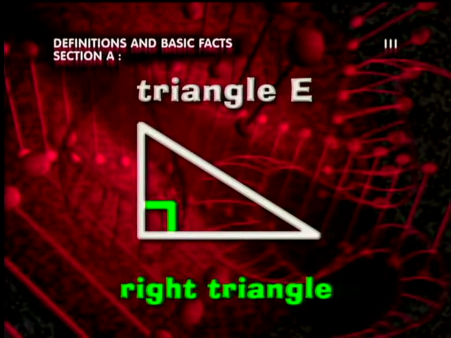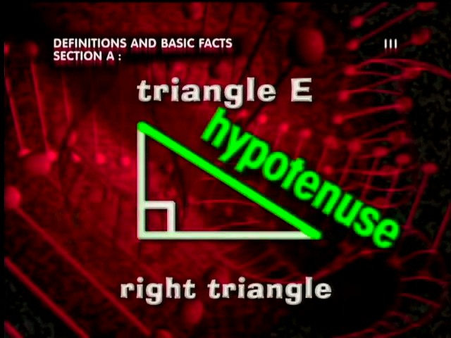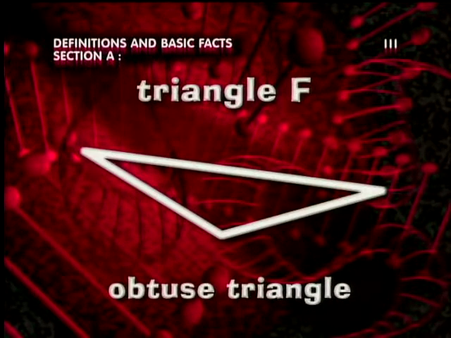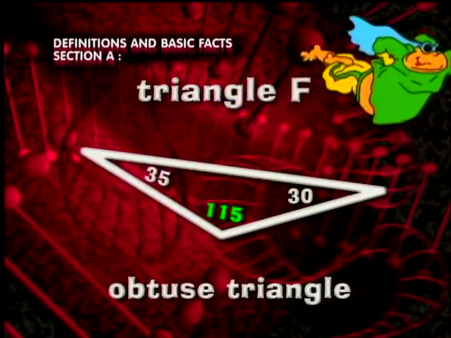Right triangles have one right angle. Other parts of right triangle E here are its 2 legs, which form the right angle, and the side opposite the right angle is called the hypotenuse. We'll talk more about right triangles later. Obtuse triangles have one obtuse angle. So triangle F here has angles that measure 30 degrees, 35 degrees, and the obtuse angle, which is 115 degrees.